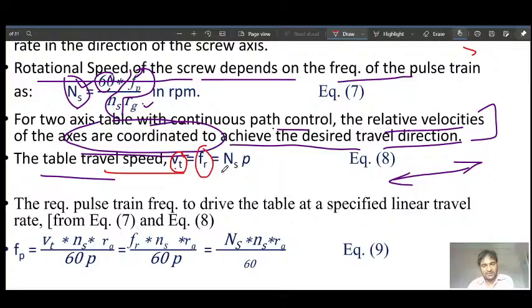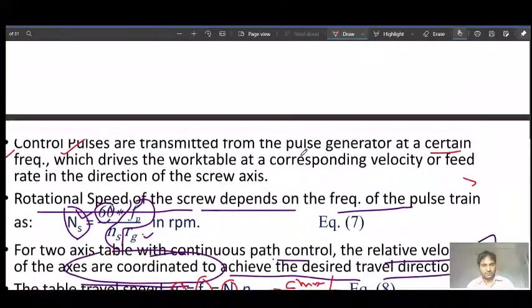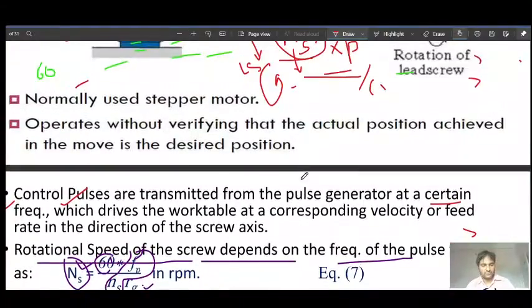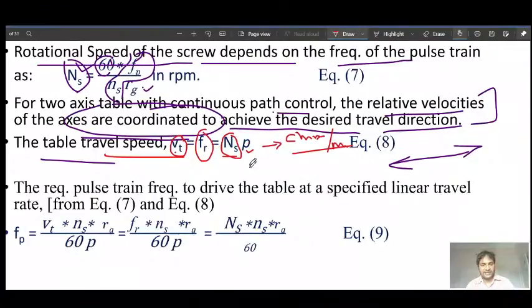Vt is our feed rate. How have we got it? Simply by multiplying Ns with the pitch value. If all the details are given in mm, it will be mm per minute travel speed, or centimeter per minute, whatever unit we have used here. As it is directly related to pitch, whatever pitch value we use, it will come out in the same form.